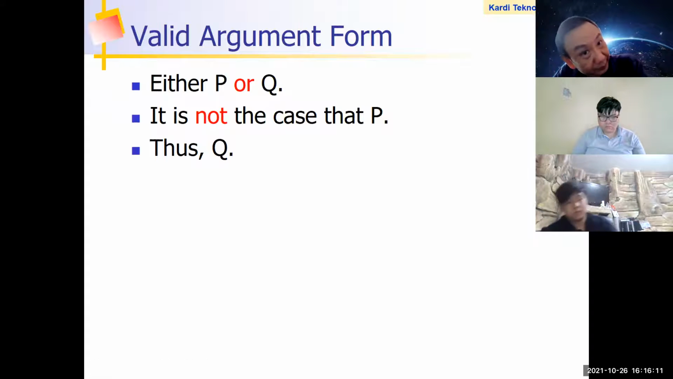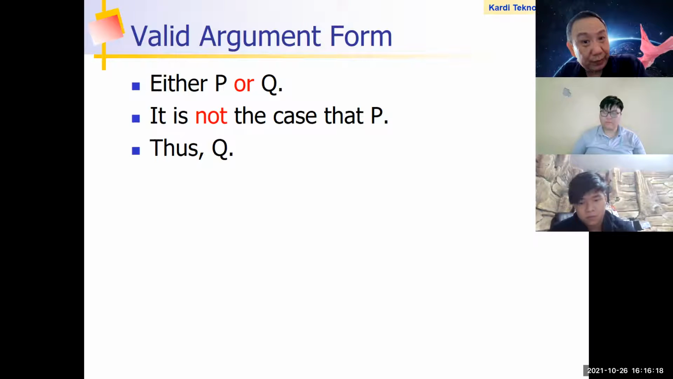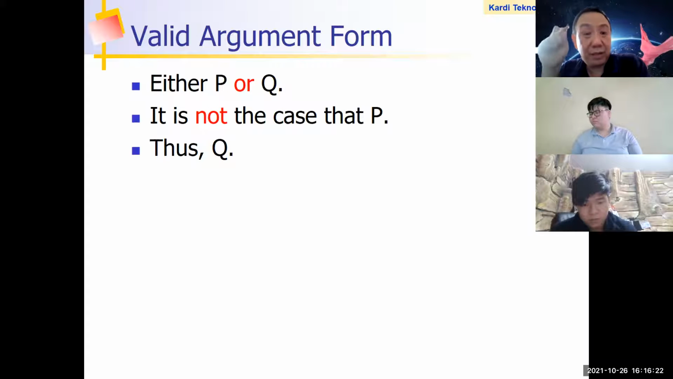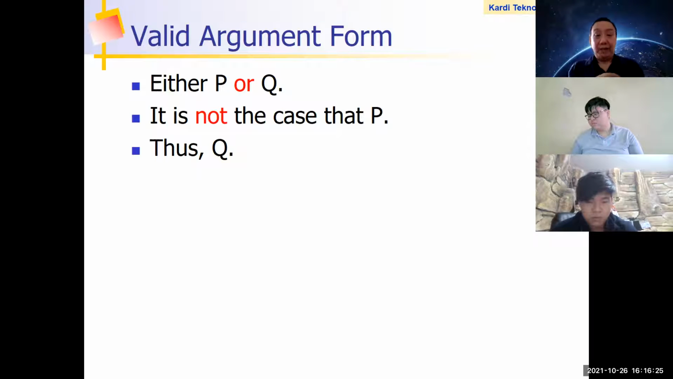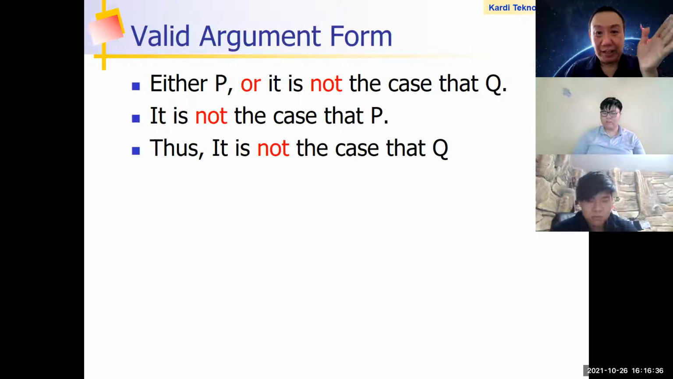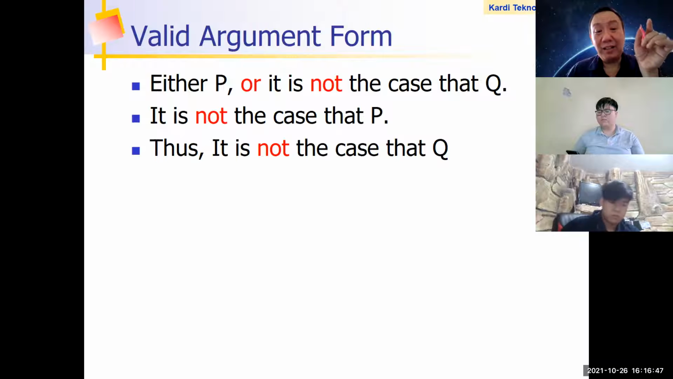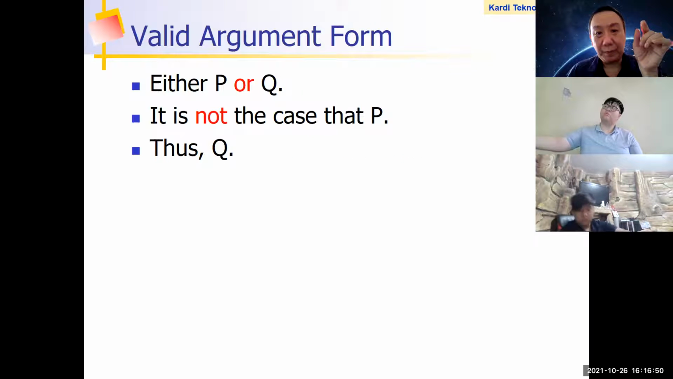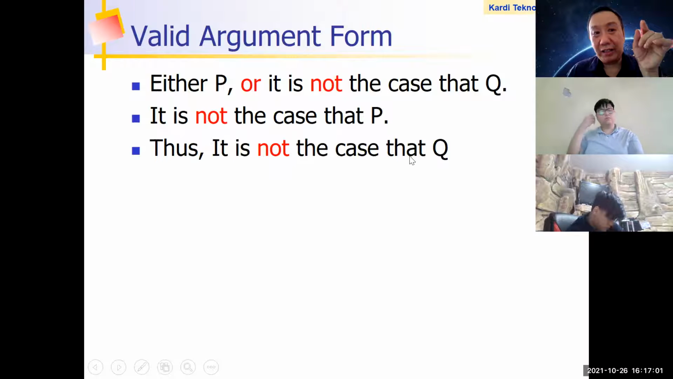Okay, so this is an example of valid argument form. Either P or Q, it is not the case that P, thus Q. So I give you an example of valid argument form. This is another valid argument form. Either P or it is not the case that Q. It is not the case that P, thus it is not the case that Q. Is it the same as before? No. It's the same, right? No. The difference is, look, this is not the case that Q.